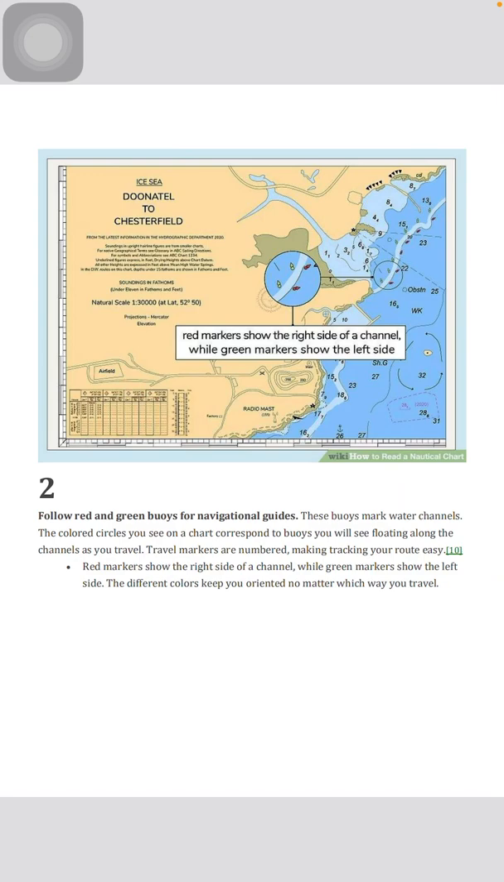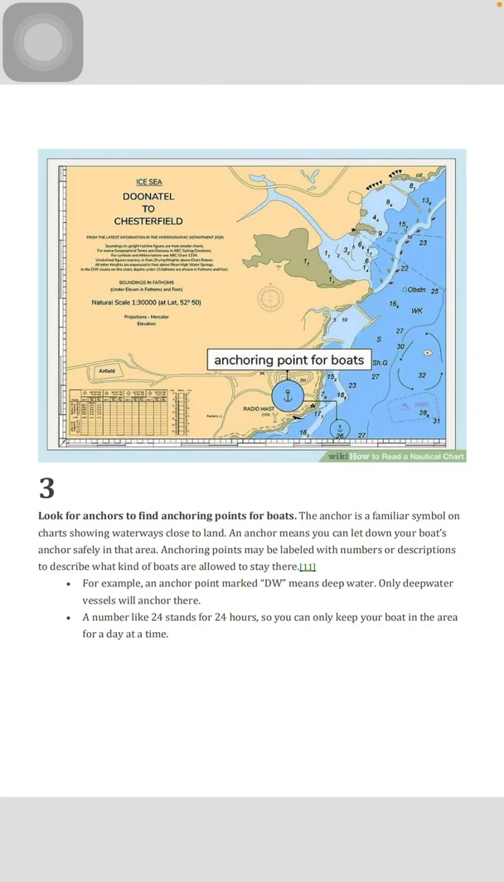Follow red and green buoys or navigational guides. These buoys mark water channels. The colored circles you see on the chart correspond to buoys you will see floating along the channels as you travel. So red markers show the right side of a channel, while green markers show the left side. The different colors keep you oriented no matter which way you travel.